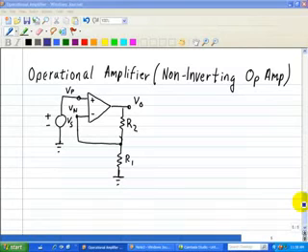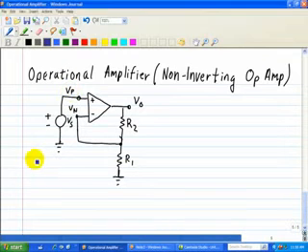Okay, let's analyze the following operational circuit called the non-inverting op-amp, in which we have an input Vs connected to Vp. Now we note our ideal characteristics as a reminder. Let me write that down. Ideal op-amp.